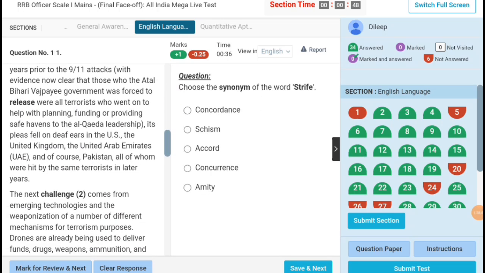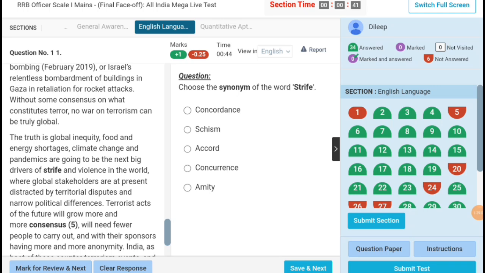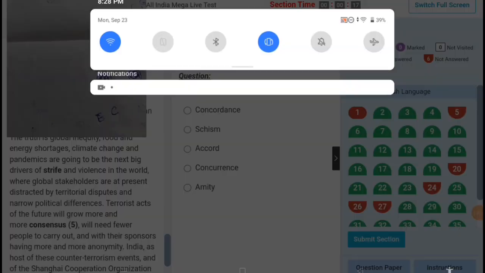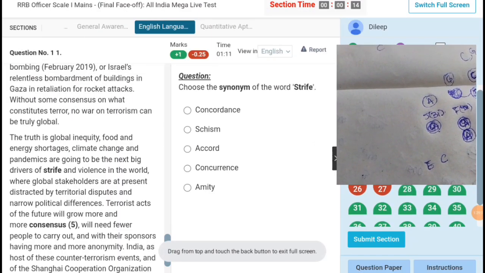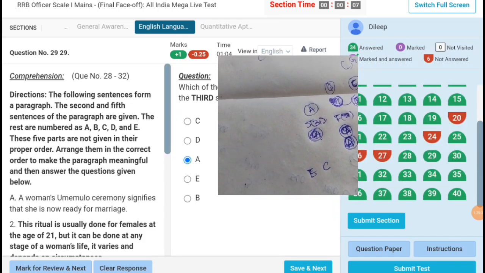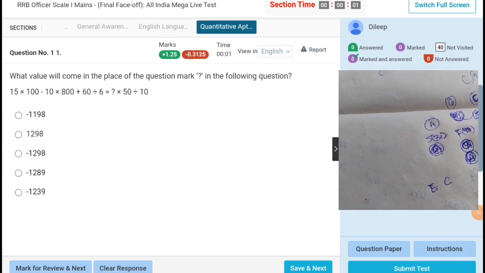Synonym of strip. Next big drivers of strip and violence. That is cost too much. So I have out and para jumble.